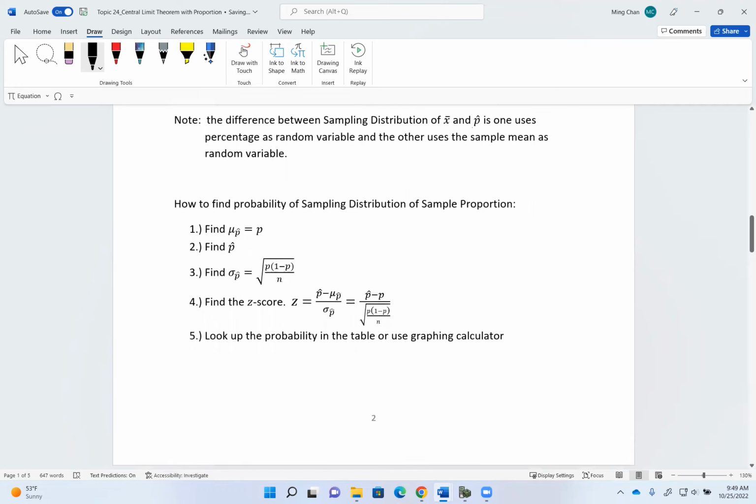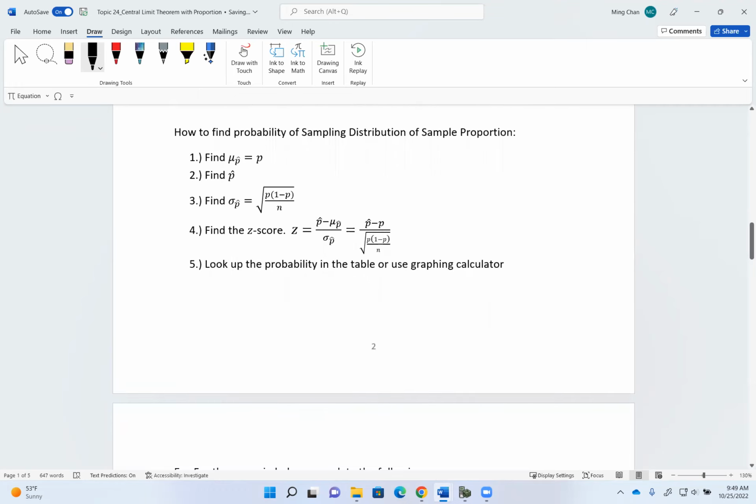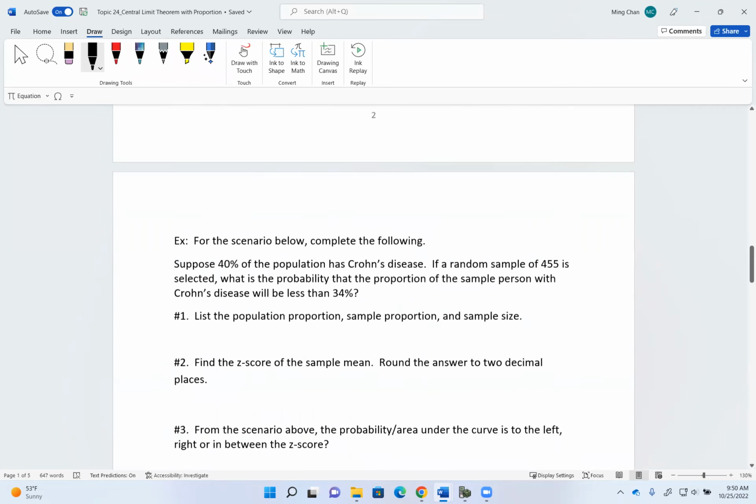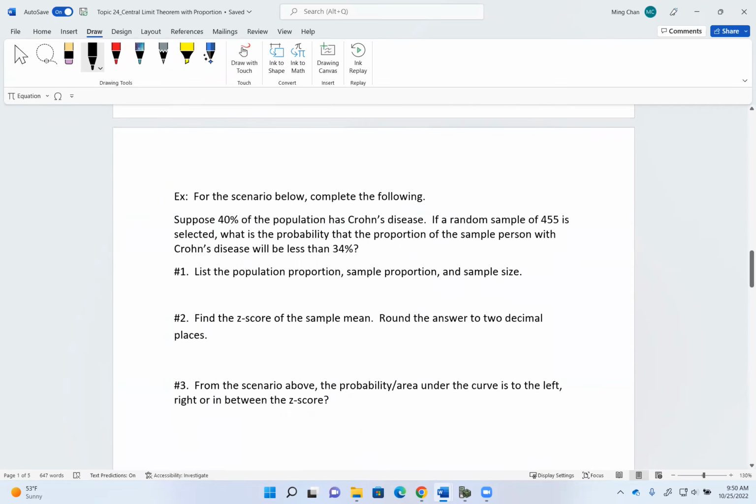Let's take a look at these examples. These are very similar steps to how we find probability for the sampling distribution of the sample mean. Suppose 40% of the population has Crohn's disease. If a random sample of 455 is selected, what is the probability that the proportion, meaning percentage, of the sample with Crohn's disease will be less than 34%?